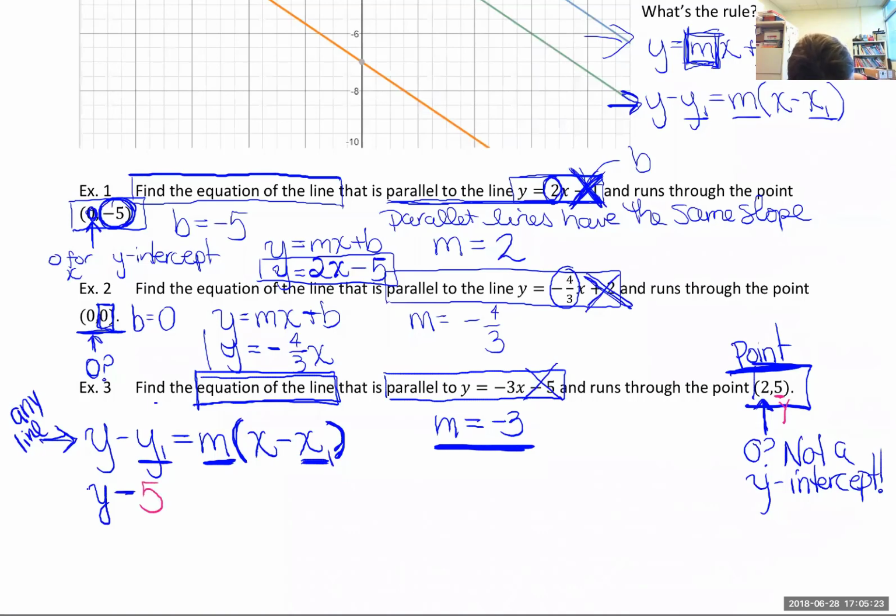Okay. And that'll be equal to, and I will plug in my m. My m here was -3. I will keep my parentheses because they're telling me about a grouping. I'll keep my x and my minus, but then I will plug into my x1. My x1 is my x coordinate of my point. So come over here to your point and look at what's in the x place. Remember, points are x, y. So x comes first in the point. And that's a 2, so I put a 2 in there.